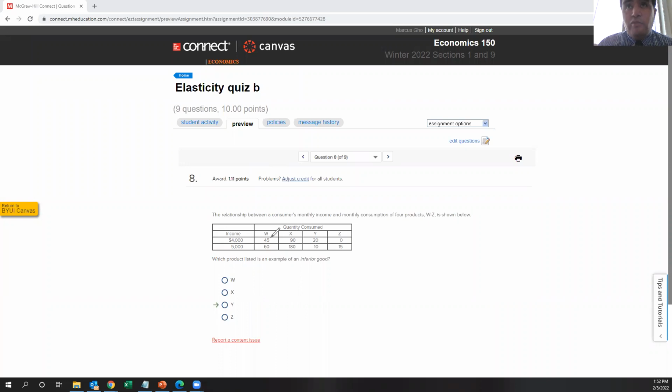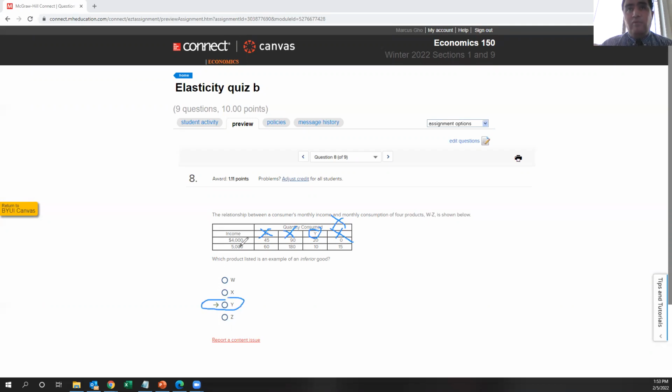With W, we see it goes 45 to 60, so it's not that. With X, it goes from 90 to 180. If it doubles with the increase, nope, that's not it either. If it goes from 20 to 10 with the increase in income, that's correct. If it goes from 0 to 15, that's an increase with a corresponding increase in income, so it can't be that. So therefore, the answer is Y.